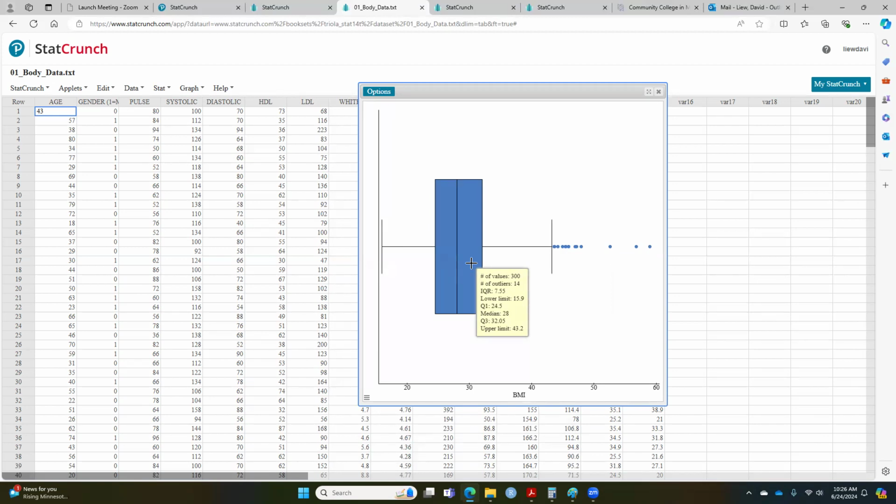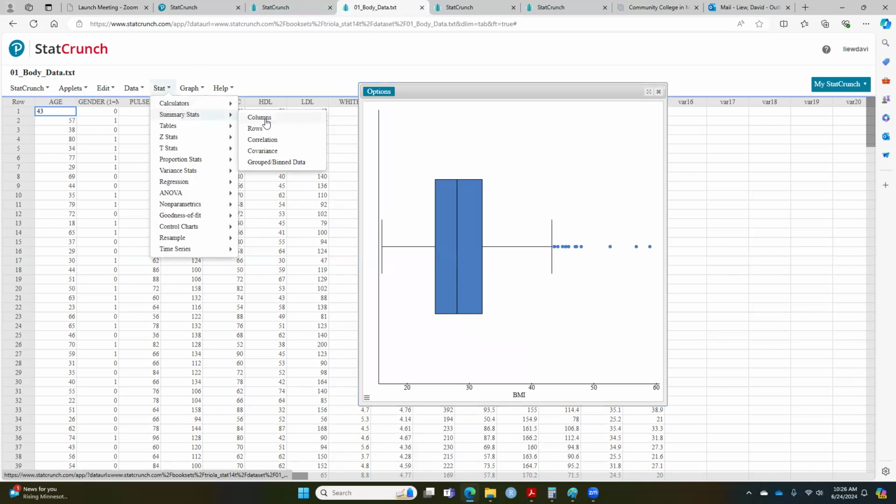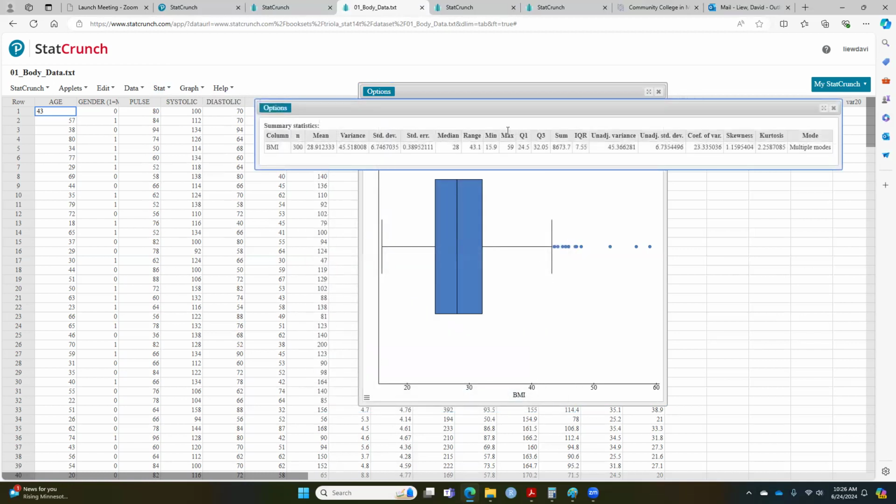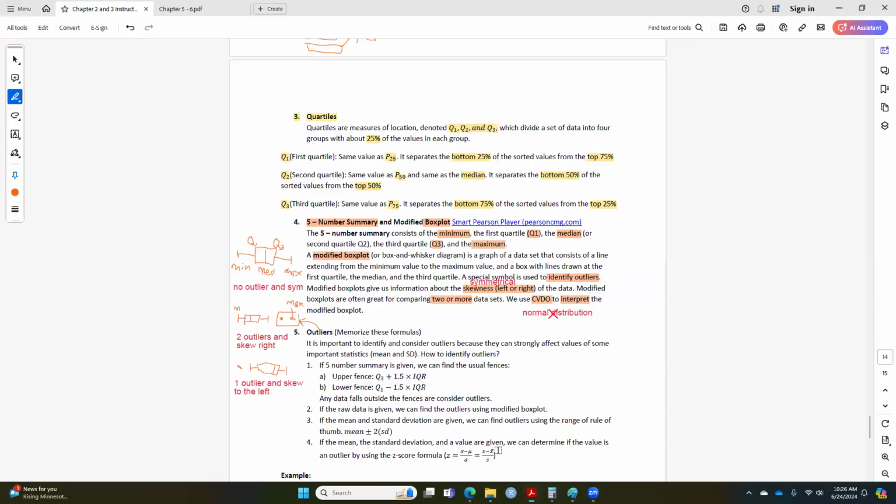This is very important. Where do you find the min and max? I recommend you go to Stats, Summary Stats, Columns. We select BMI and press Control A. This will give us the min and the max. So 15.9 is the min, but unfortunately the max is 59. It is a little different from the 5-number summary, because the box plot doesn't give you the 5-number summary, it only gives you the lower and the upper limit. I just want to point this out so you don't get these two mixed up. Does anyone have any questions so far about the 5-number summary and the modified box plots?